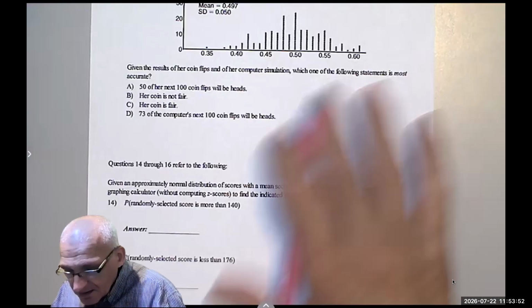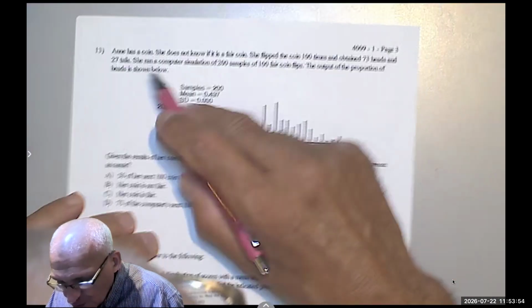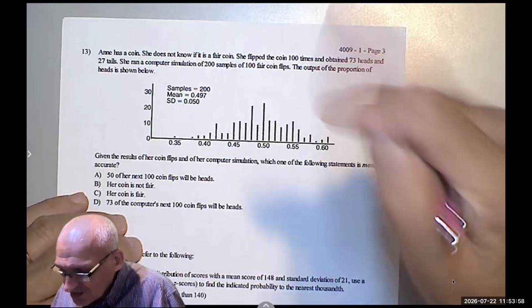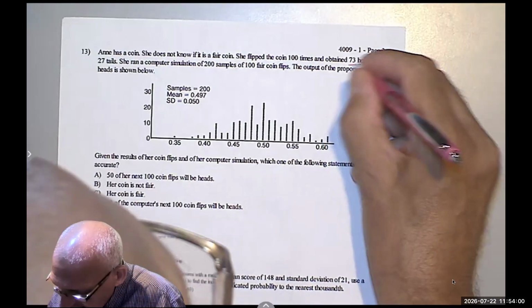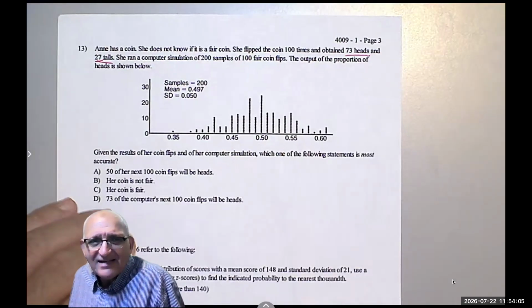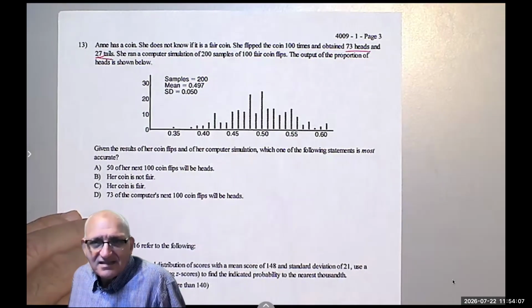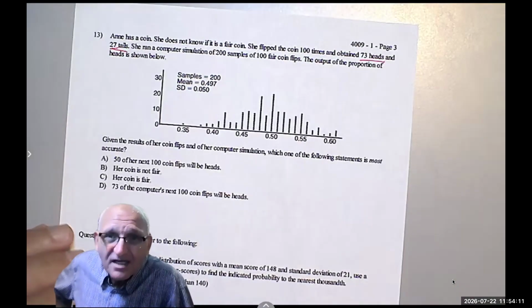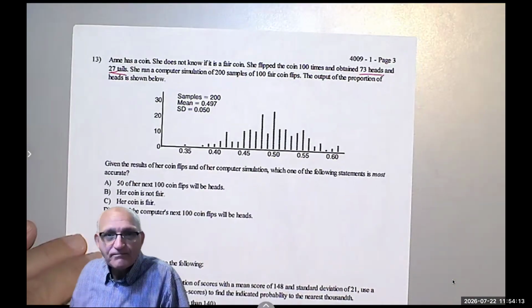Let's move here. Anne has a coin. She doesn't know if it's a fair coin. So she flipped it 100 times and got 73 heads, 27 tails. That's bad, right? It's a biased coin. It gives more heads, almost 3 times heads than tails.